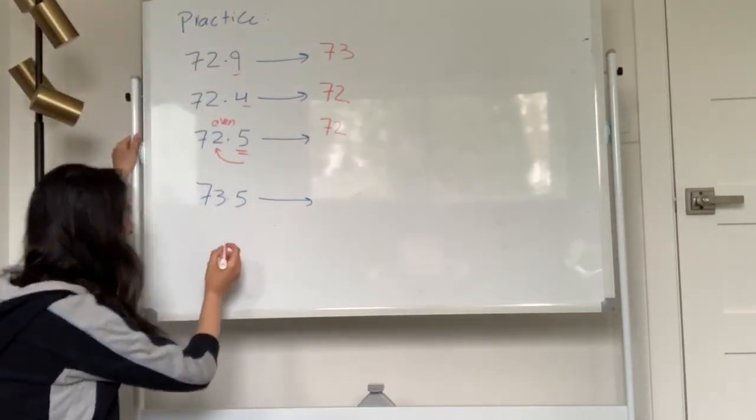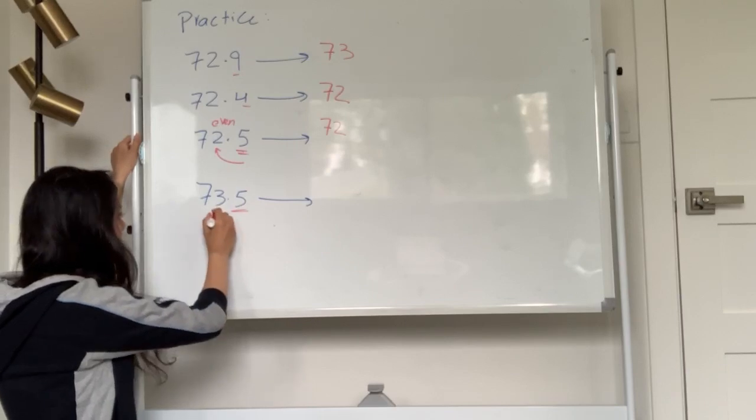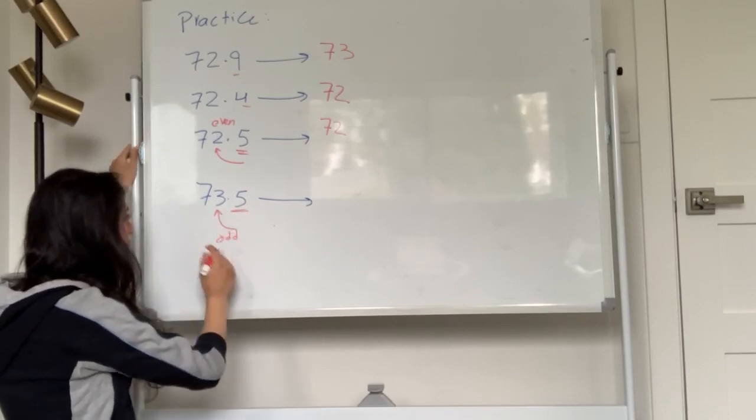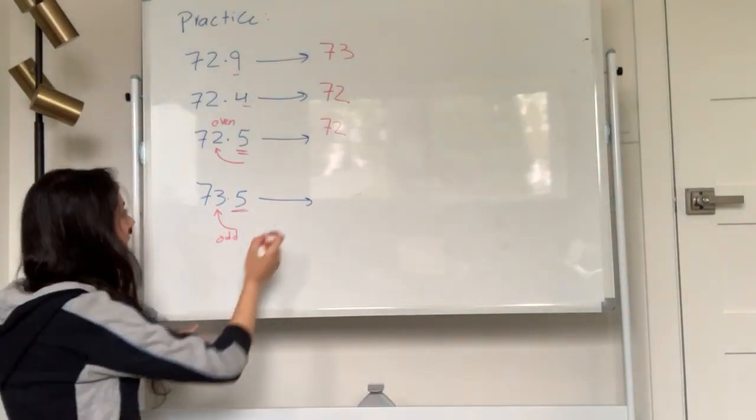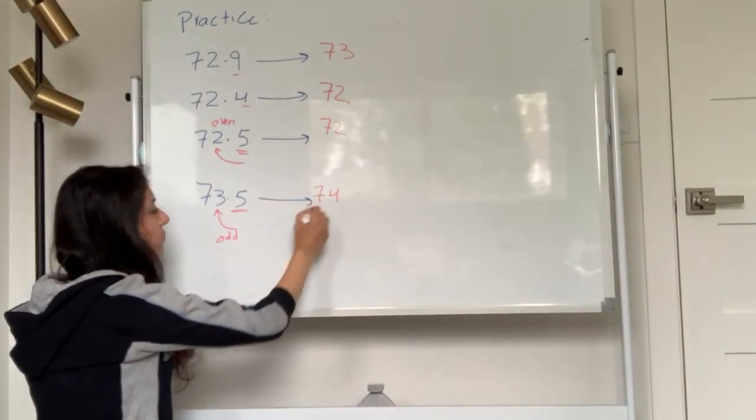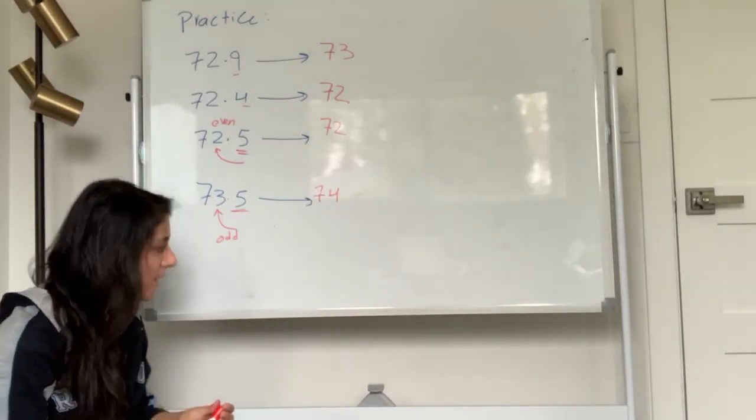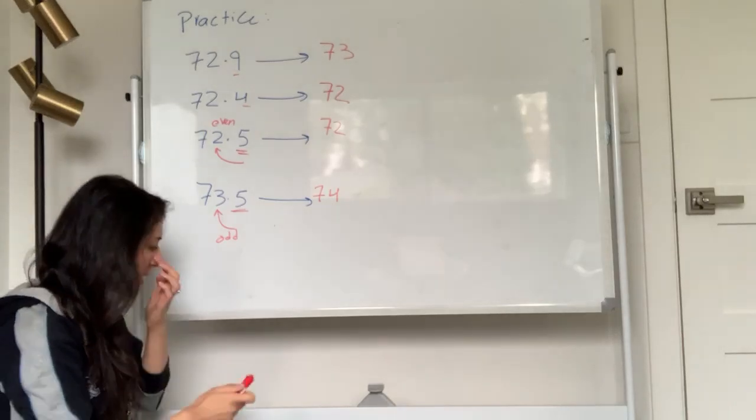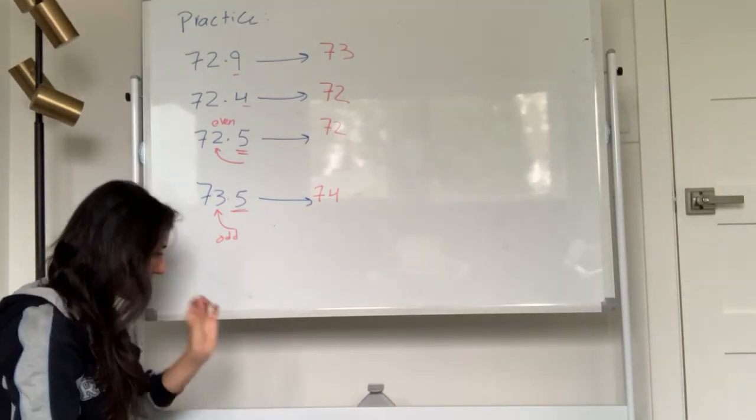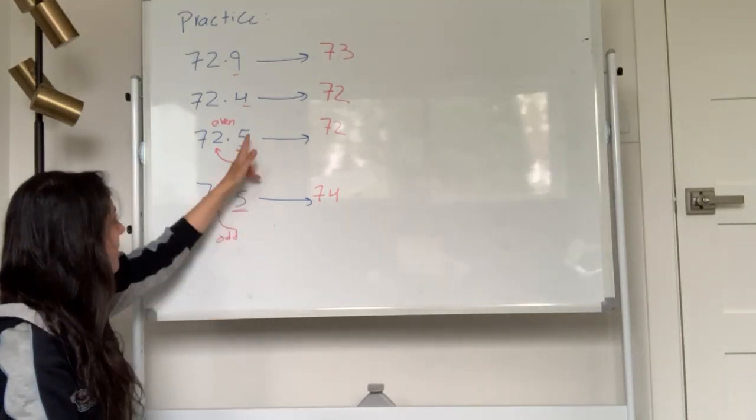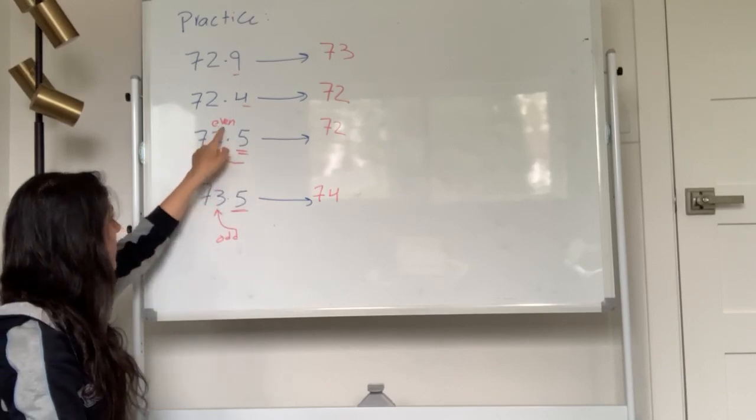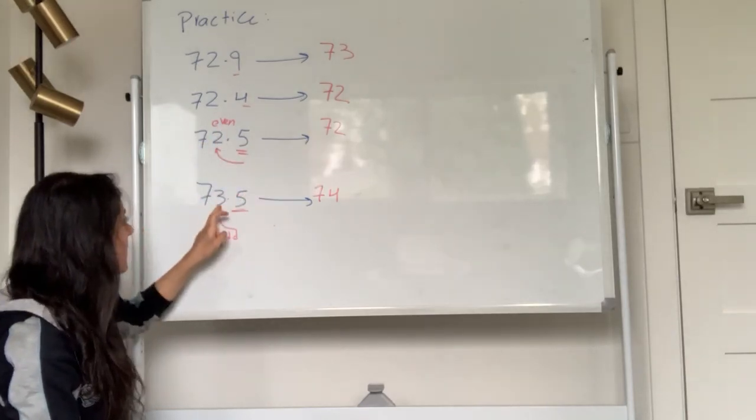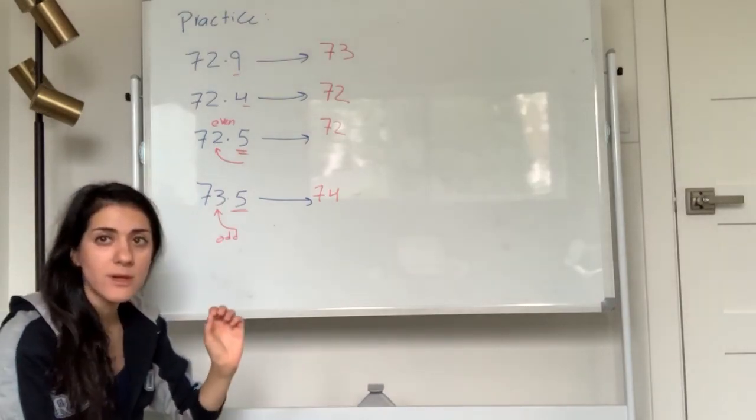Then let's come over here. I have 5 here, but this number is odd. So if it's odd, I have to round up, and that would be 74. So far, so good. Okay, so this is how you will round it. There was some confusion, so we're just going to make sure we're on the same page. For 5, you look at the number before. If it's even, you round down. If that number is odd, you round up.